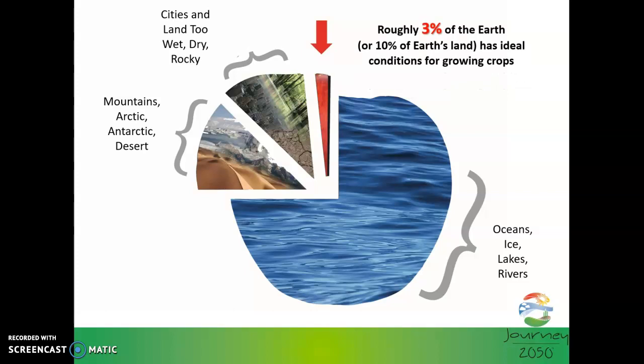So about 3% of the Earth, or 10% of the total land, has ideal conditions for growing crops. That means that 97% of our planet is not suitable for crop production. It's pretty mind blowing when you think about it that we live in an area that represents 3% of the total Earth's surface.